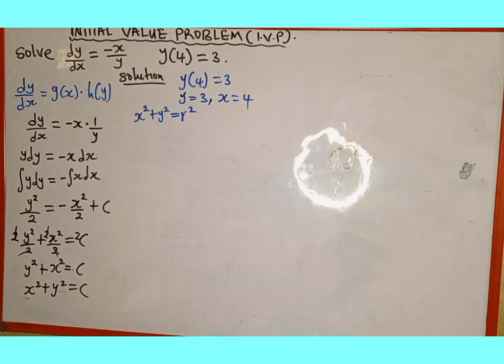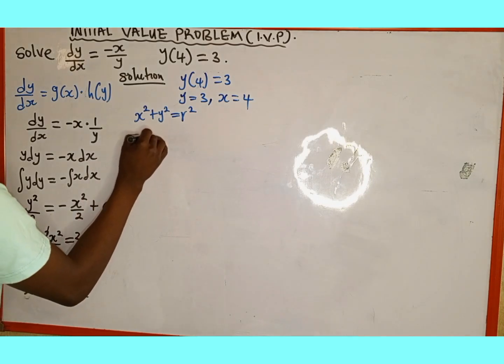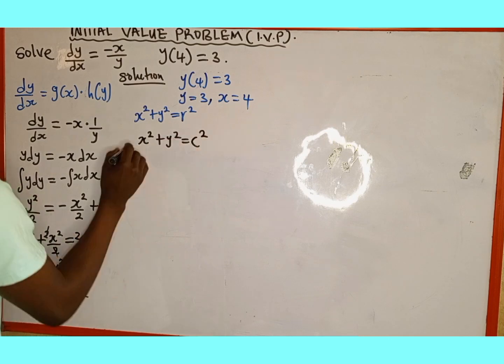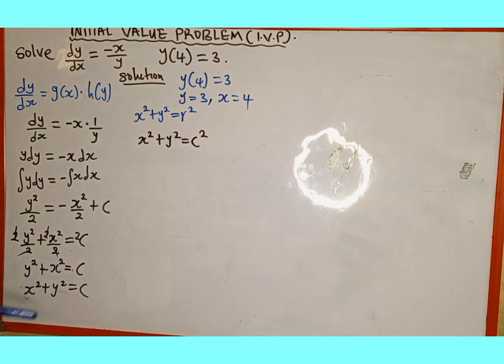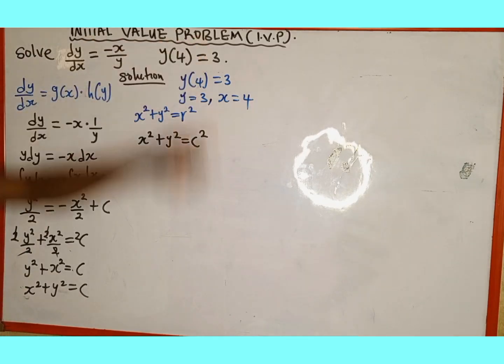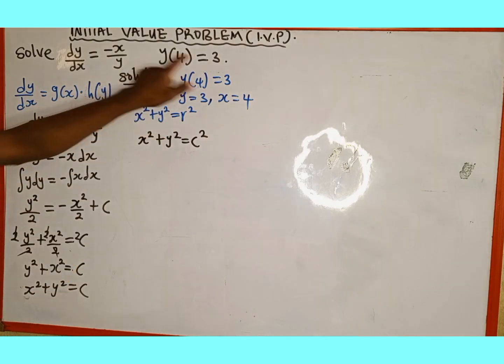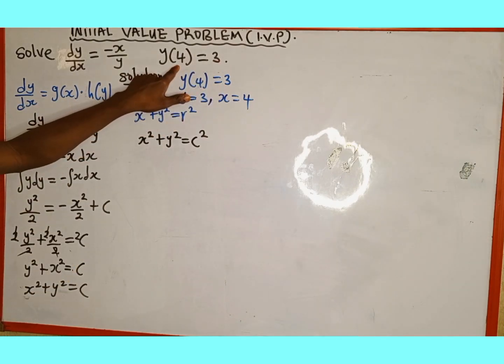So what we are going to do is to make this constant raised to the power of 2. So we are going to have x squared plus y squared, which is equal to c squared. Now we have solved the differential equation. So the next thing, remember the question, our focus is to solve for the initial value problem. And the initial value problem is given as y is equal to 3 at x is equal to 4.